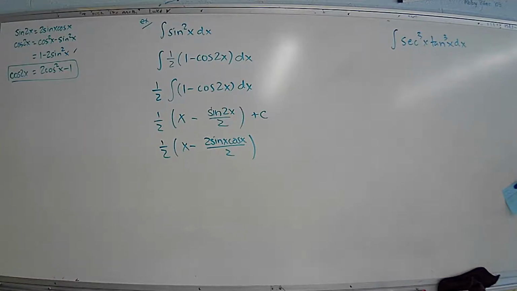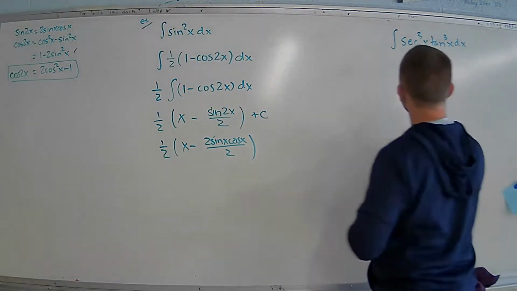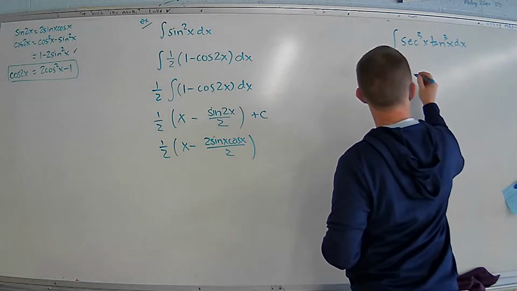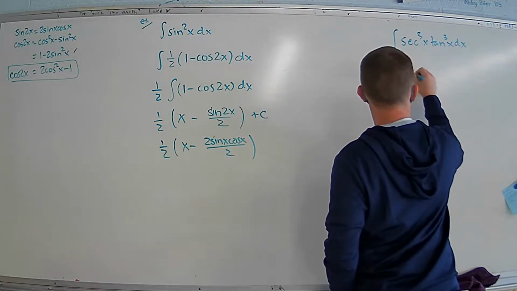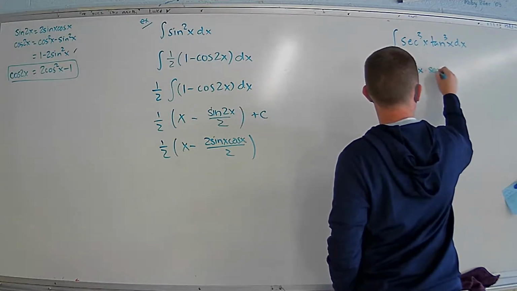Now we're going to get 2 tangents of x. Got 2 tangents left. Okay, so as it's looking right now, I can't let u be straight up tangent or straight up secant. Could we maybe rewrite this? What if I call this secant squared times secant?